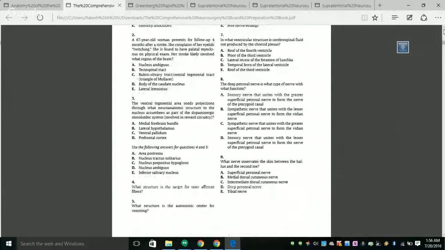The third question says the ventral tegmental area sends projections through a neuroanatomic structure to the nucleus accumbens as part of the dopaminergic mesolimbic system involved in reward circuitry. The options are medial forebrain bundle, lateral hypothalamus, ventral pallidum, and the prefrontal cortex. Let me try this one if you agree. I would say medial forebrain bundle.